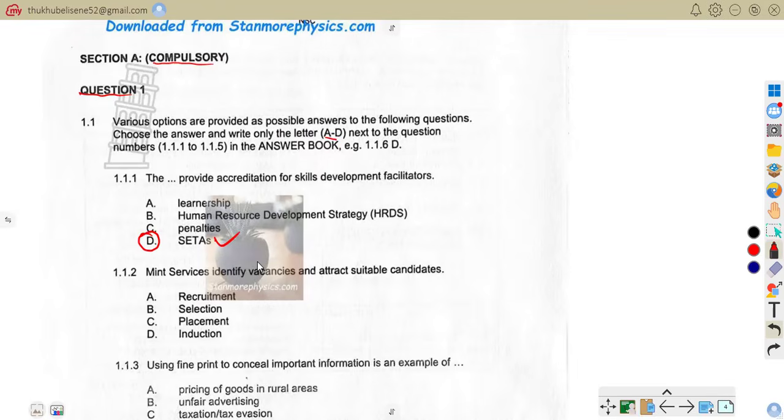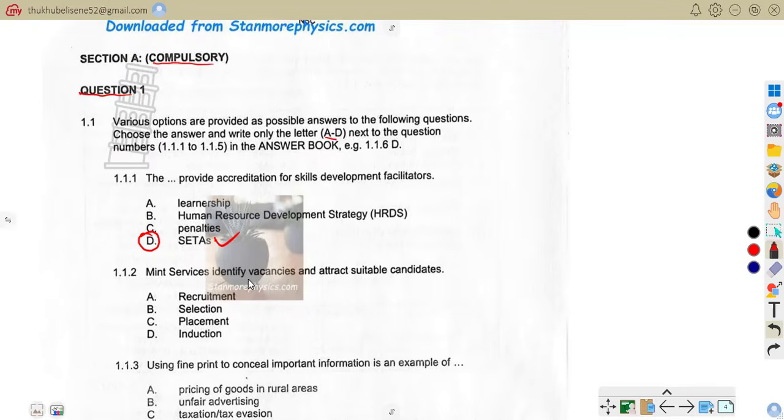So that is an organization in South Africa which oversees skills development and training in a specific sector. We can talk of IT sector, we can talk of tourism sector, food and beverage sector. Those are sectors. So they oversee skills development and training in specific sectors. So that is that. Now we are moving on.